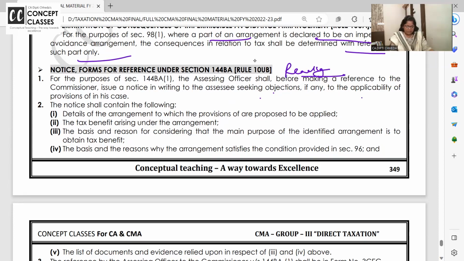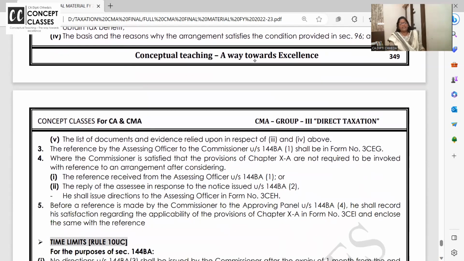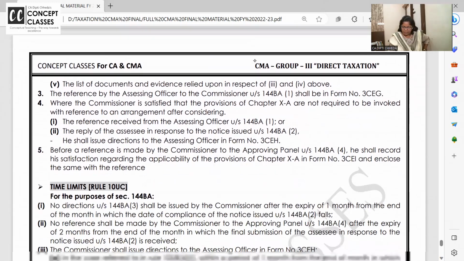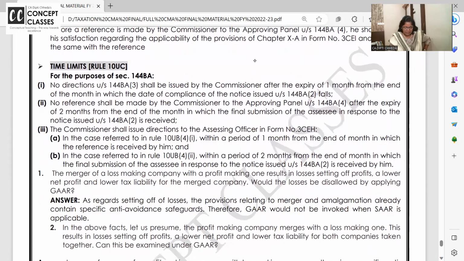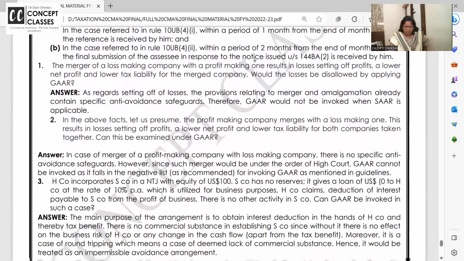So the notice will have all the details, tax benefit and so on. Then the SSE will be given an opportunity to be heard. SSE will give all the report to the commissioner. Commissioner, if satisfied that GAR should not apply, will pass the order or reply, otherwise apply the GAR. So some procedure is given that you should know. No direction shall be issued by the commissioner after expiry of 1 month in which the date of compliance of notice is given. Commissioner will check everything and come to the conclusion whether GAR is applicable or not.